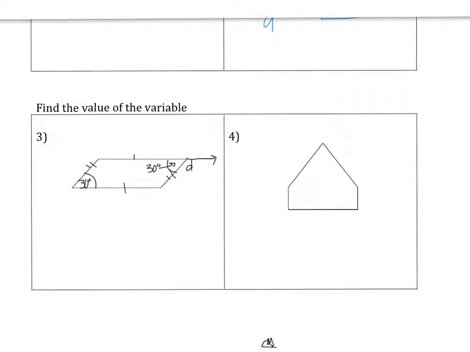So we know that together, this angle right here is 180 degrees because it's a straight line. So if we take 180 degrees and subtract the 30 degrees that we know, then that is going to give us 150 degrees. So the measure of angle D is 150 degrees.